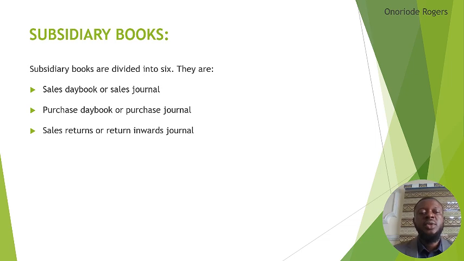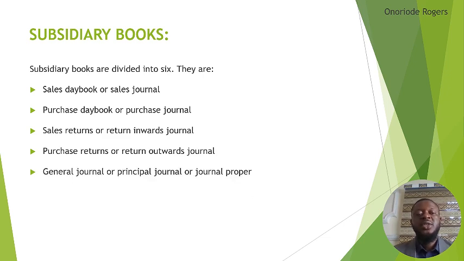Then the sales return or return inward journal. Then we have the purchase return or return outward journal. Then the general journal or principal journal, which we can also call the journal proper. And the cash book. These last two, like I said, we are going to discuss in our subsequent video.